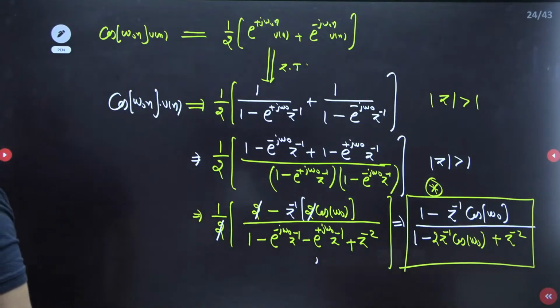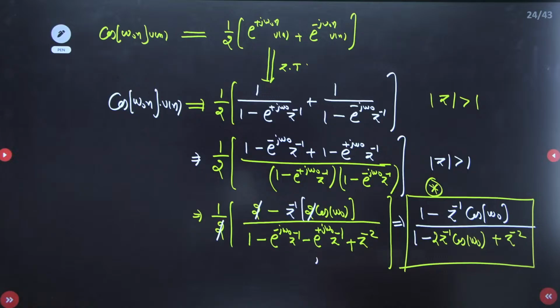Do it fast beta, complete it fast. Complete it fast, bachcho. And once you complete it, we should reply. You have to remember the final standard form of the z transform of cos omega 0 n. Yes. ROC mod of z greater than 1. ROC still mod of z greater than 1. Yes sir, done.